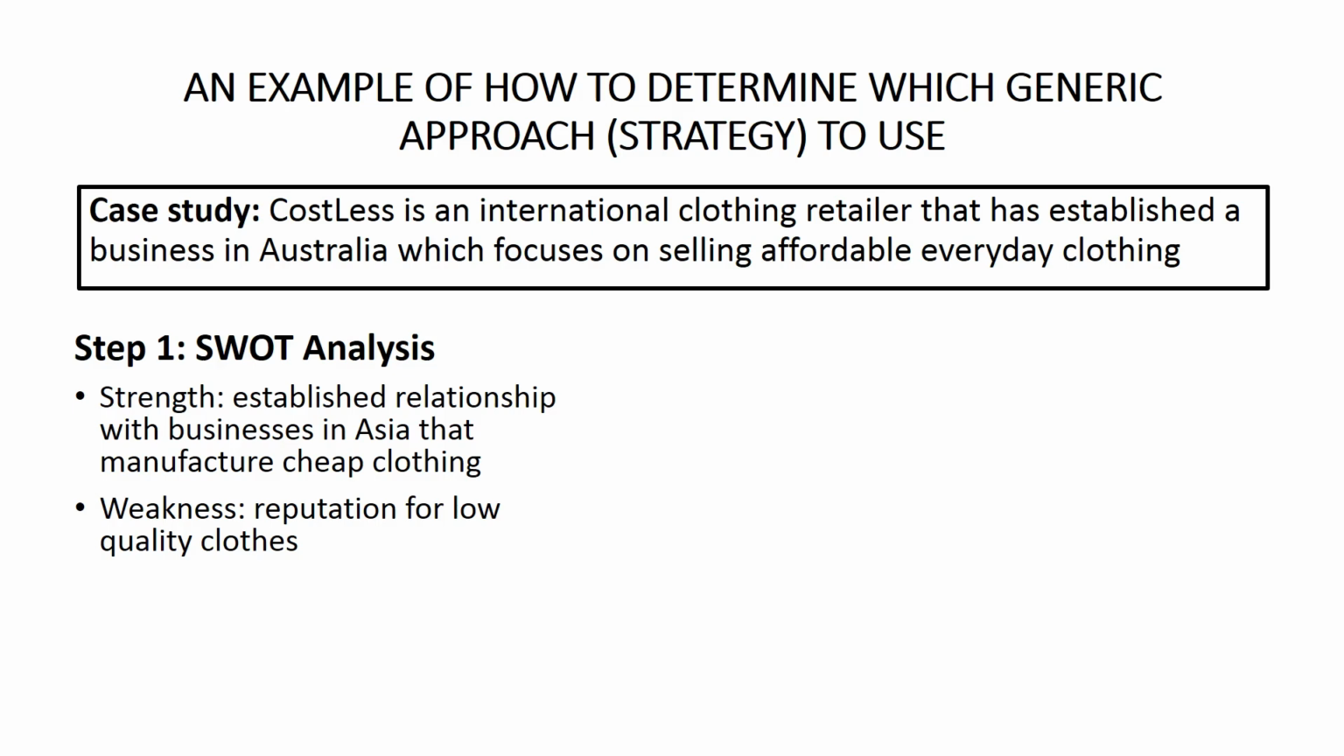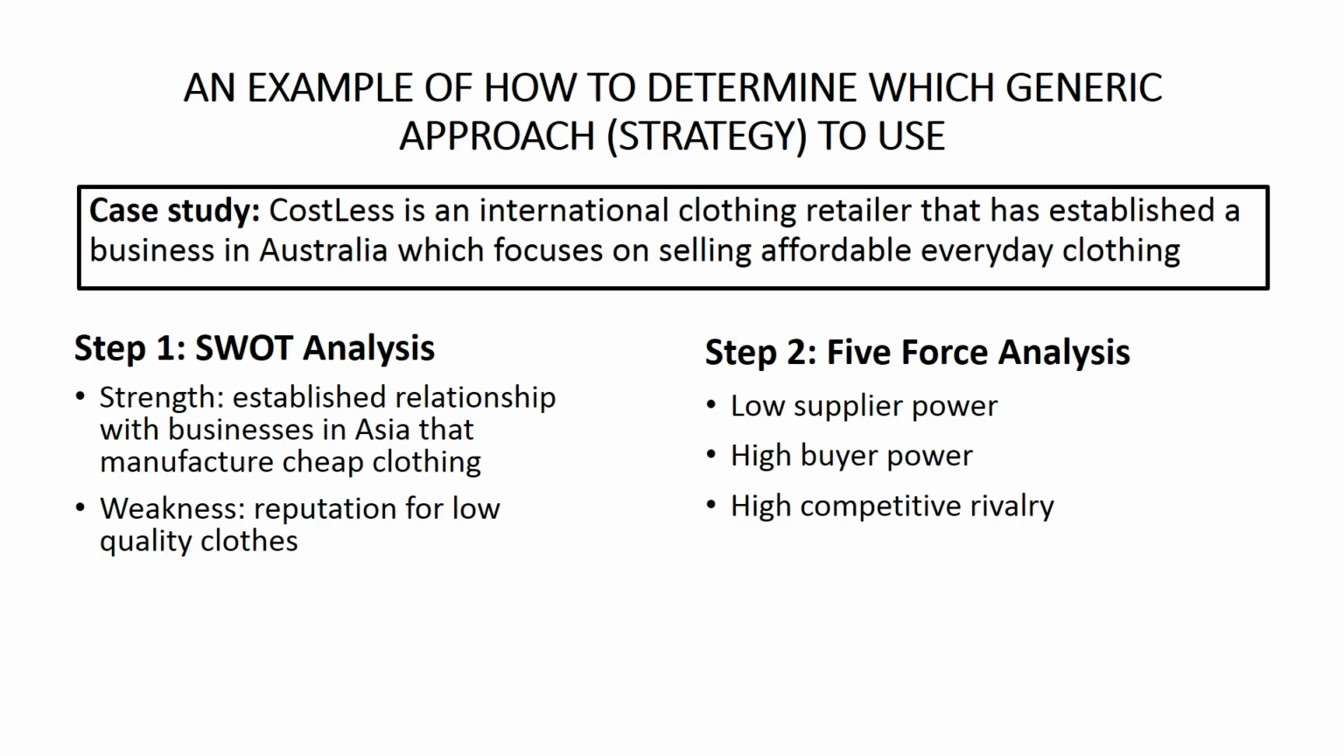Step 2 is to use the 5-force analysis to determine the factors that affect the competitive power of Costless. Let's suppose that supplier power is low because there are a large number of businesses in Asia that manufacture cheap clothing, so that Costless could swap to new suppliers if its existing suppliers increased their prices. This is a force that strengthens Costless's competitive power.